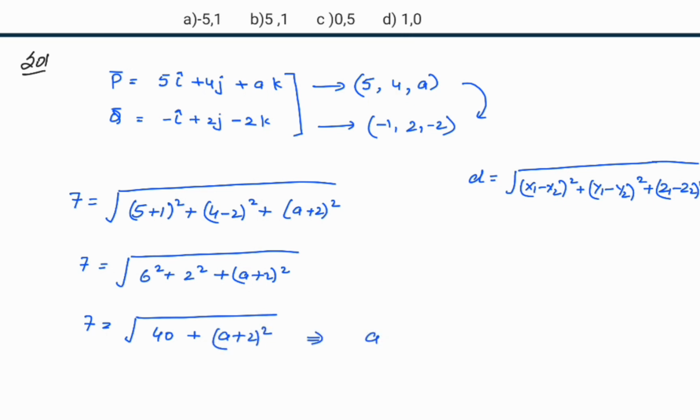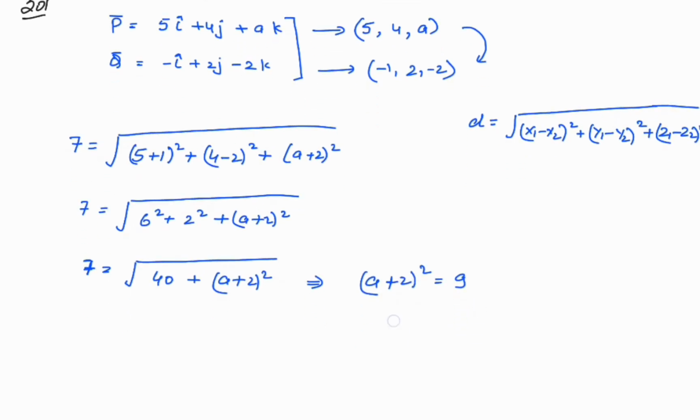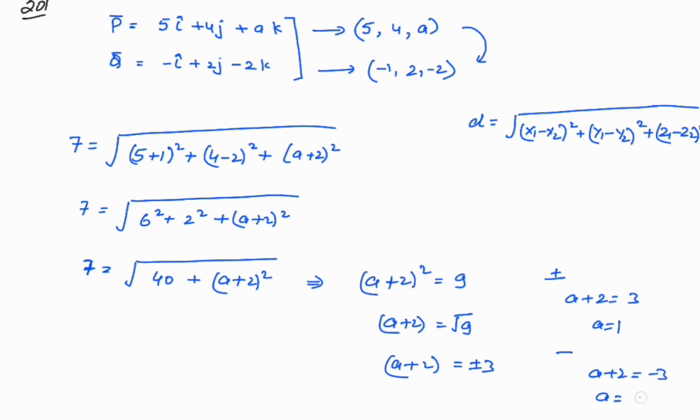From here, squaring this side, I will get (A plus 2) whole square will be equal to 9. From here we can see A plus 2 is equal to the square root of 9. A plus 2 will be equal to plus minus 3. First take the plus sign, then you will get A plus 2 is equal to 3, so A will be equal to 1. Now take the minus sign. You will get A plus 2 is equal to minus 3, so A is equal to minus 5.